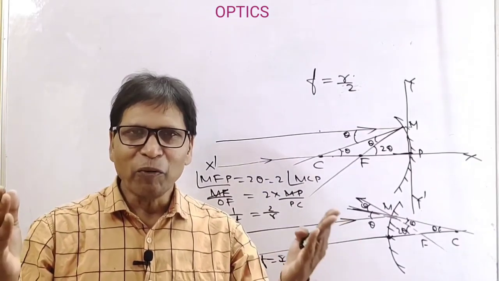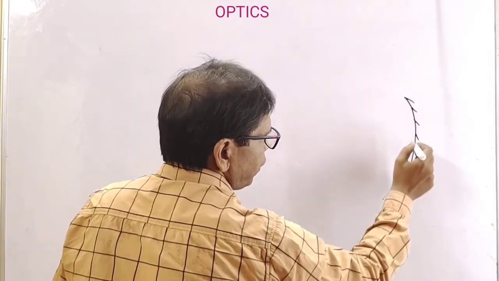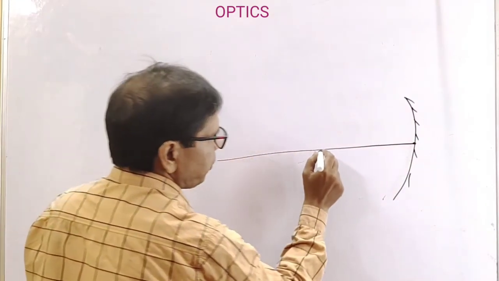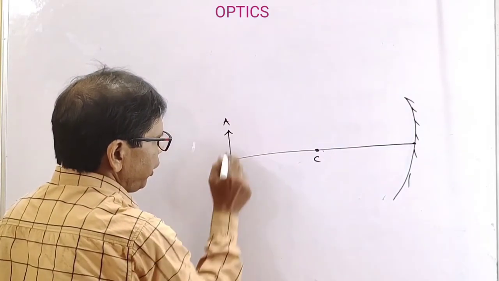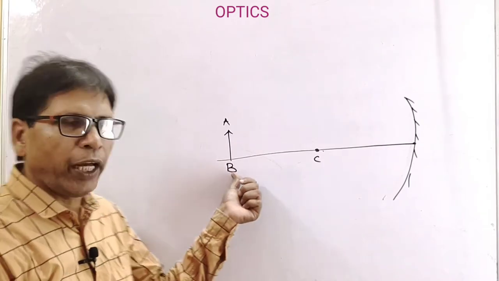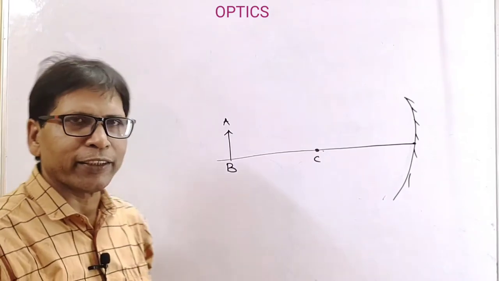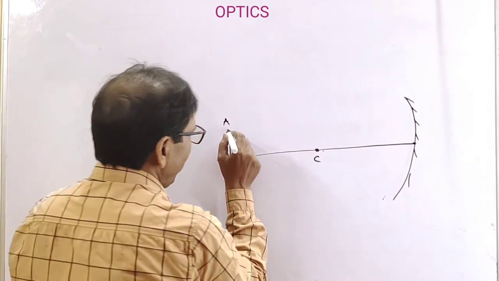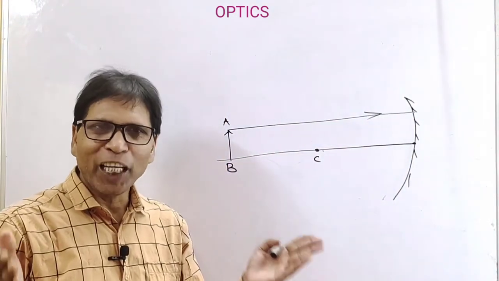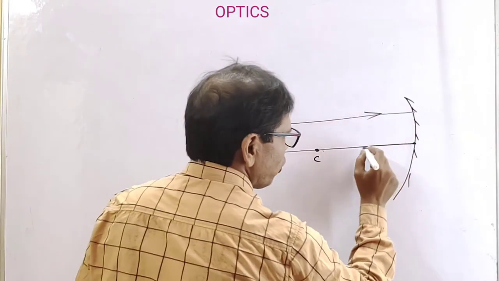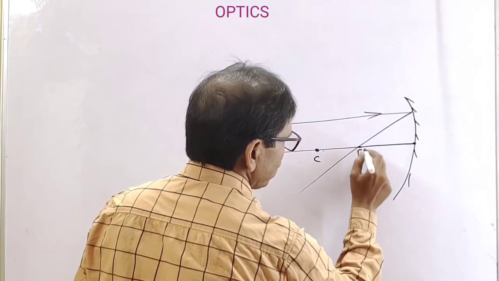Okay, now formation of image. Look at this. This is a concave mirror. This is the pole. This is the principal axis. This is the C. An object AB is placed on the principal axis of the mirror of small aperture, perpendicular to its principal axis. Look at this. A ray parallel to the principal axis is incident on the mirror. So after reflection, it passes through the focus. Okay? So this is the focus.